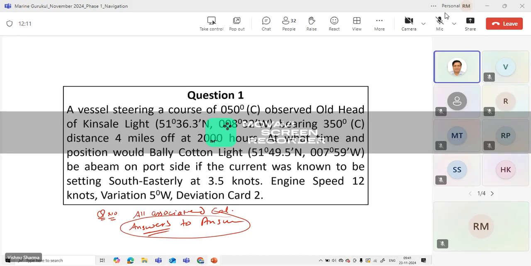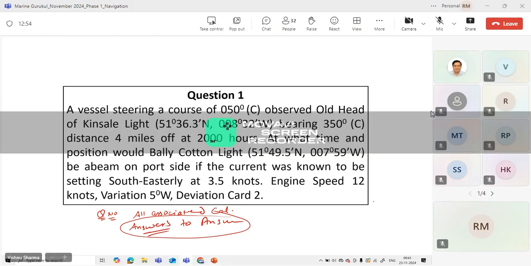Yes, sir. Okay. Now, a vessel steering a course of 050 degrees compass observed Old Head of Kinsale bearing 350 degrees compass, distance 4 miles off at 2000 hours. At what time and position would Ballycotton light be abeam on the port side if the current was known to be setting southeasterly at 3.5 knots, engine speed 12 knots, variation 5 degrees west, deviation card 2 has to be used. Deviation card has already been shared with you.